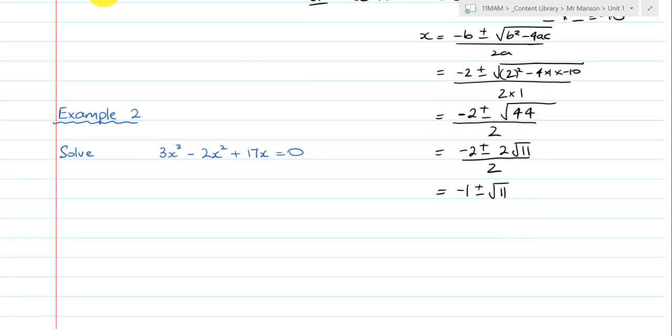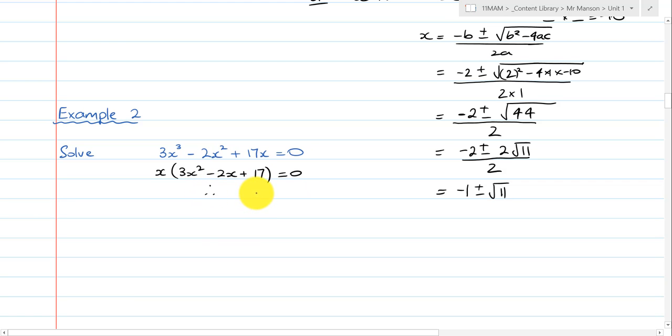And I've done this because it looks hard, cubic, not factorised at all, but it's actually more trivial than it might seem. And if you haven't spotted this already, there's a common factor there. So example 2 can be written as x times (3x squared minus 2x plus 17) equals 0. So there was a common factor. And therefore, x equals 0, or 3x squared minus 2x plus 17 equals 0.